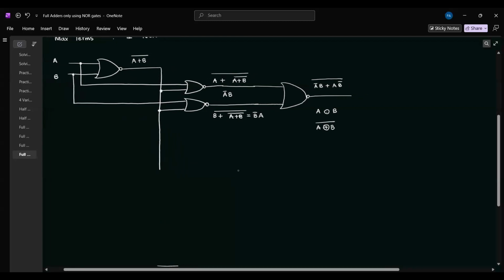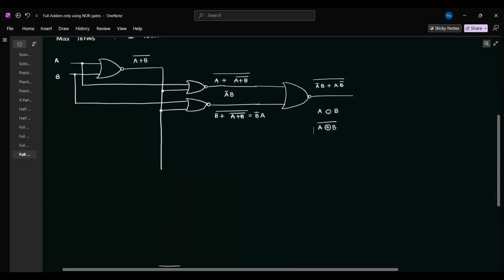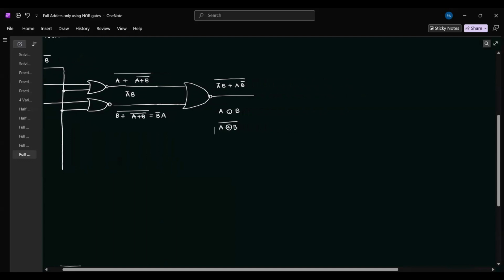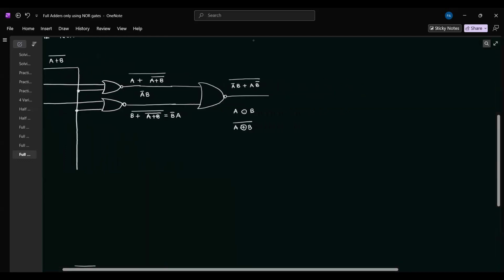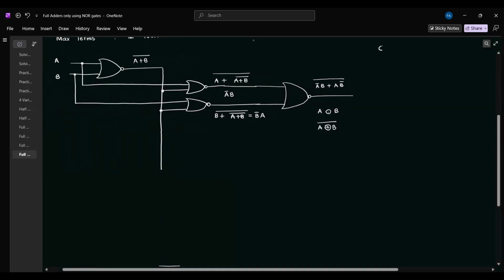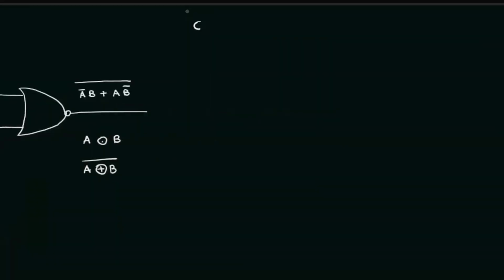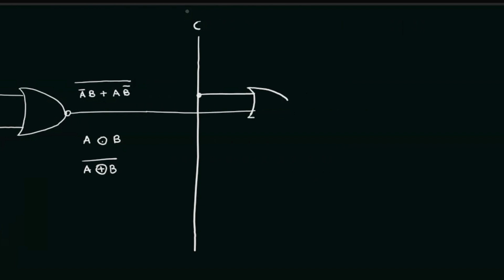Now only are we going to introduce C to the system. So let's draw C here, and C is the input that comes like this. Now what we are going to do is send this and C through a NOR gate. That will give us (C plus A XNOR B) whole thing bar.